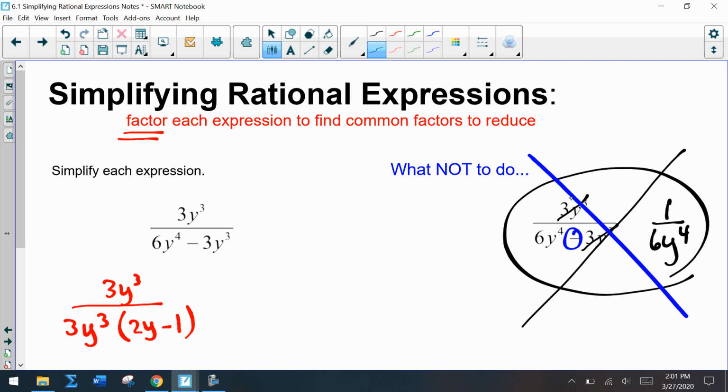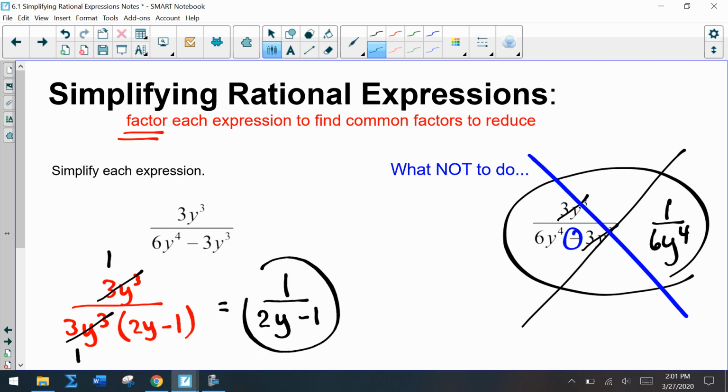When we reduce, we are reducing factors, not terms. On the right side, what not to do, you'd be reducing terms, not factors. There has to be multiplication in between. So when we reduce, we're left with 1 over 1, so that reduces to 1 over 2y minus 1. That is fully reduced. Make sure we're keeping in mind what to do and what not to do.